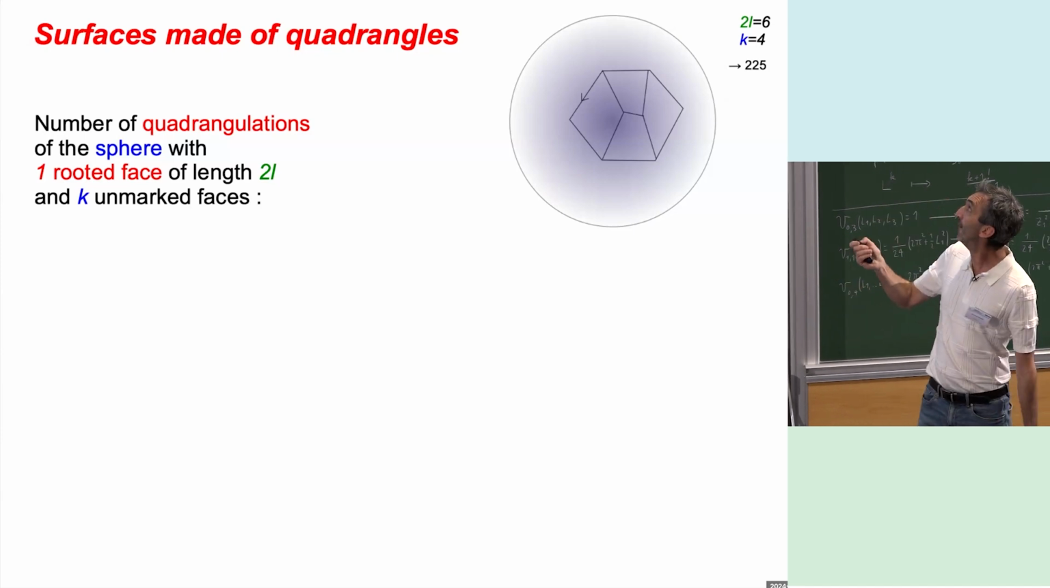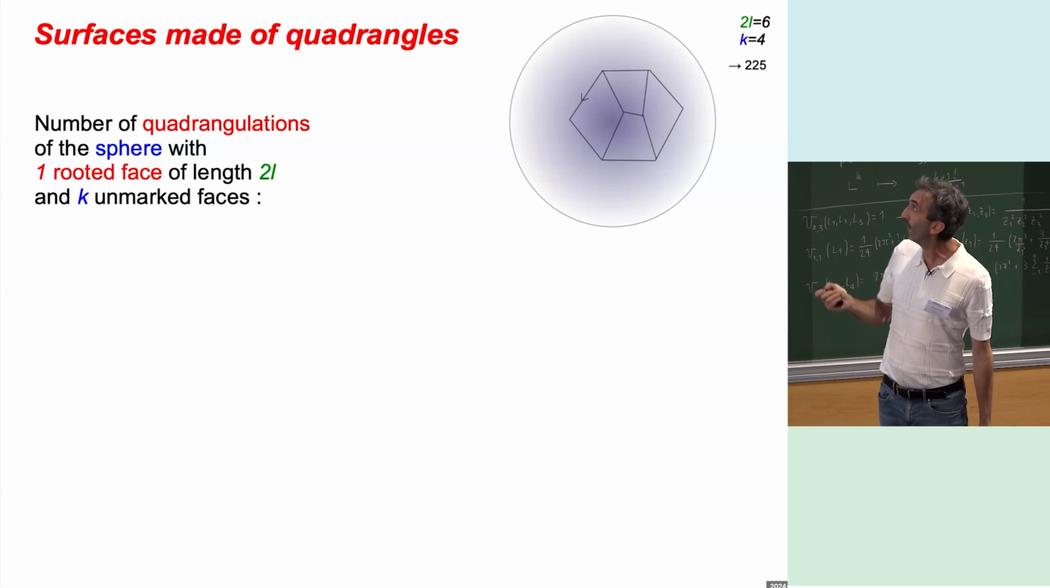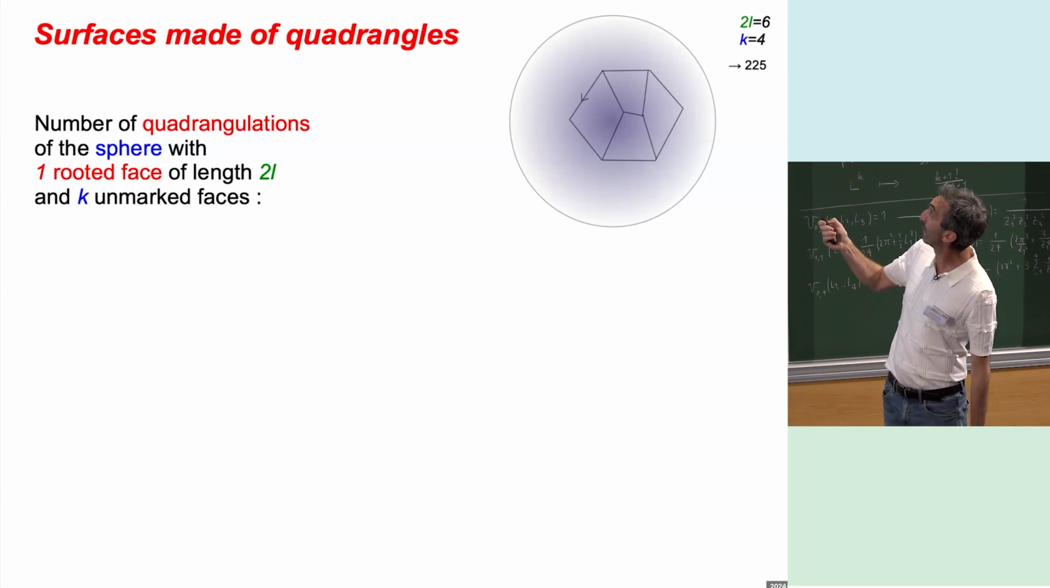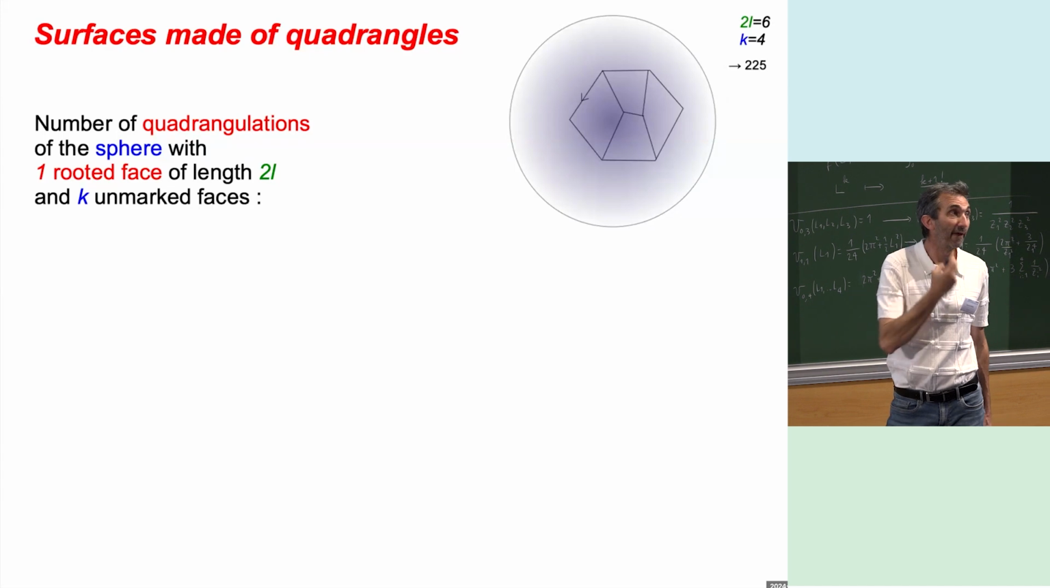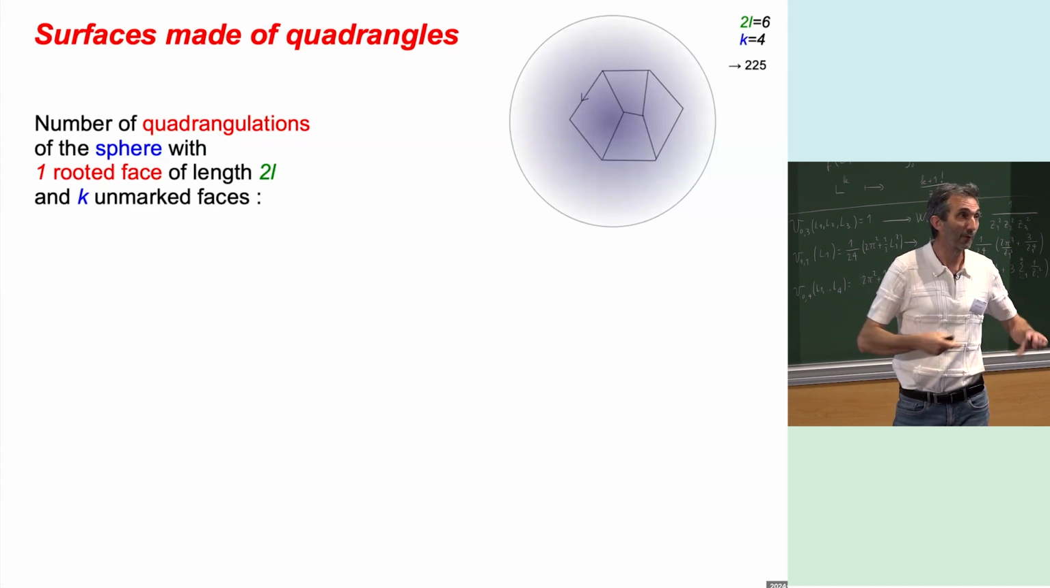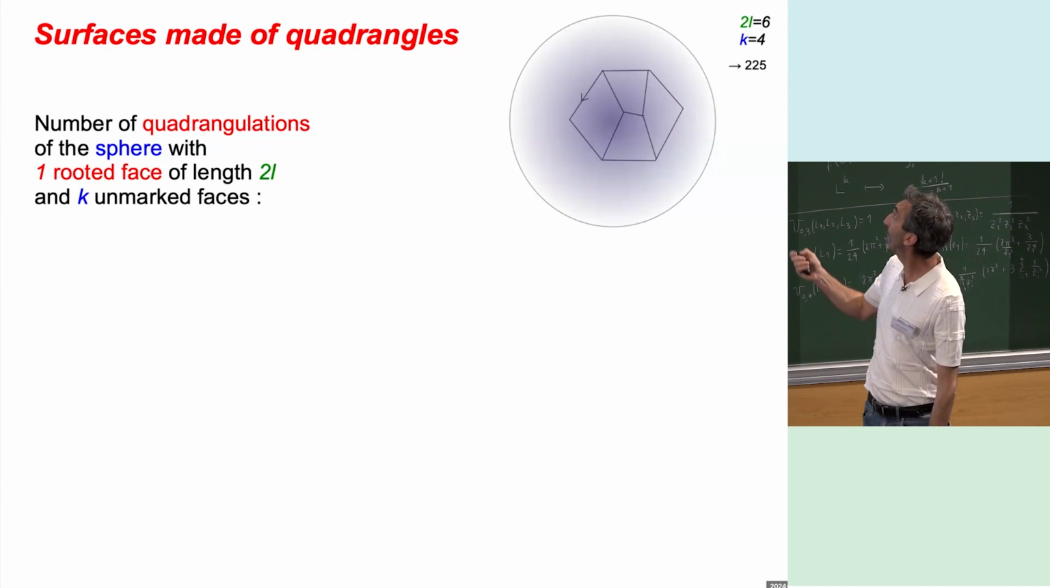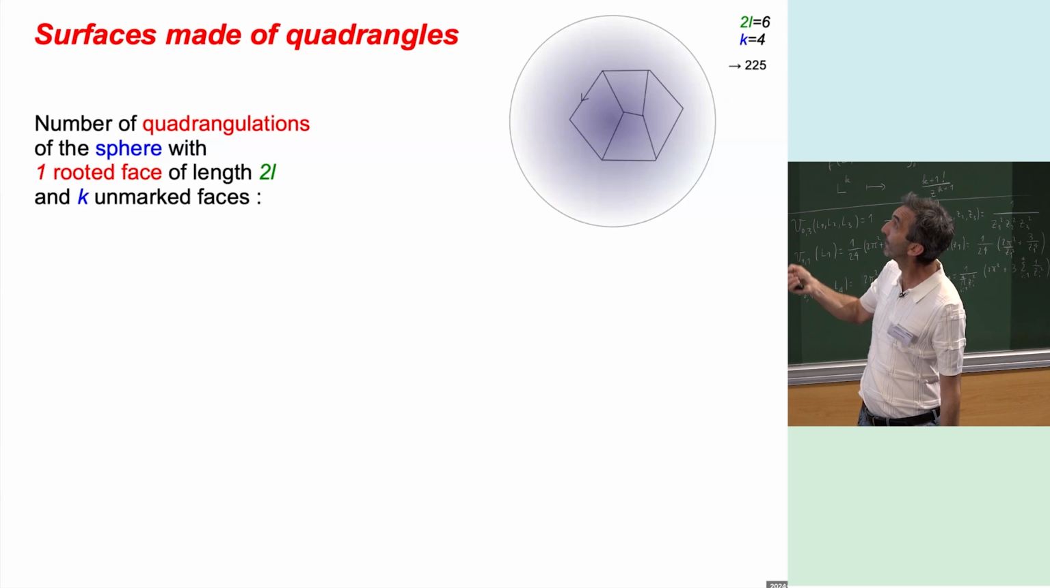For example, here we have a hexagon. And in fact, let's solve the following problem. You have k unmarked quadrangles, so here k equals 4, and one face with a certain number of edges on the side. And if you think about it, it has to be an even number, because you are gluing quadrangles. Let's call it 2l equals 6 in this example.